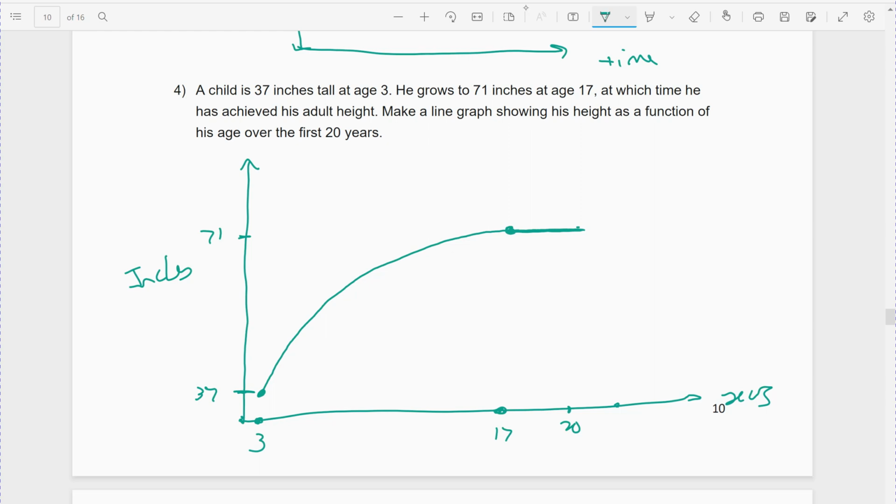The next thing we're going to talk about is a little more with scatter plots and how they do with positive, negative, and no correlation. And so that's the next video.